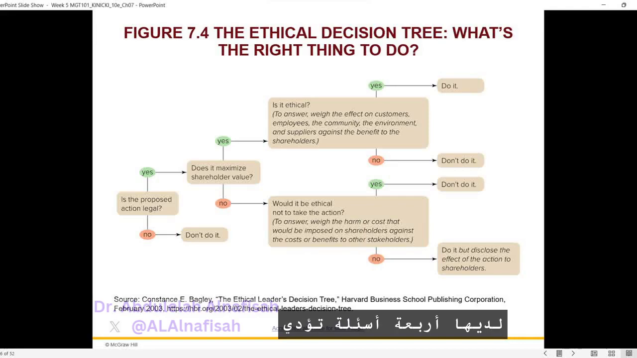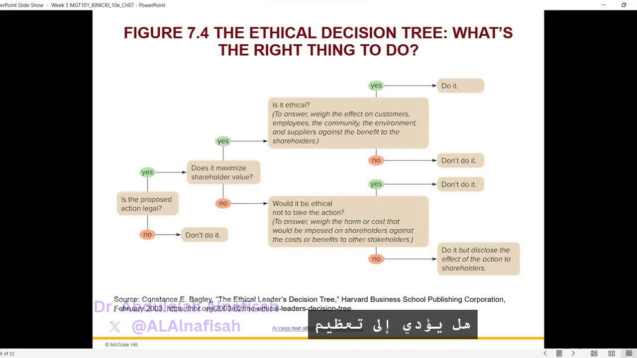It has 4 questions that lead to different outcomes, depending on the answers. Here are the main points of each question. Is proposed action legal? The first question is to check if the action complies with the law and regulations. If not, the action should not be taken.